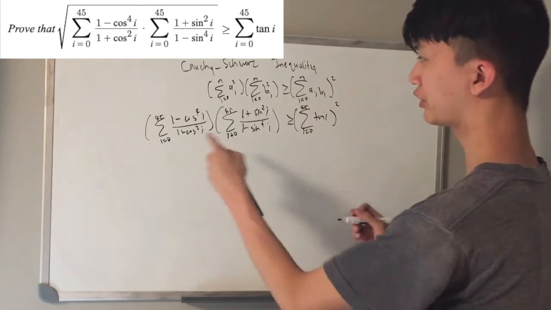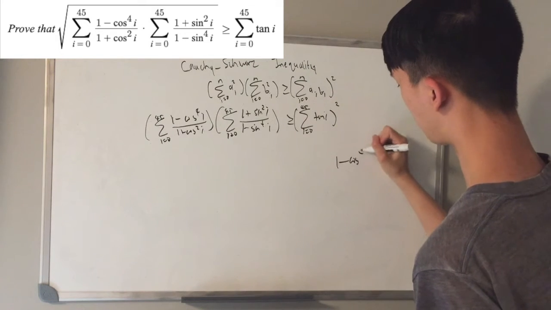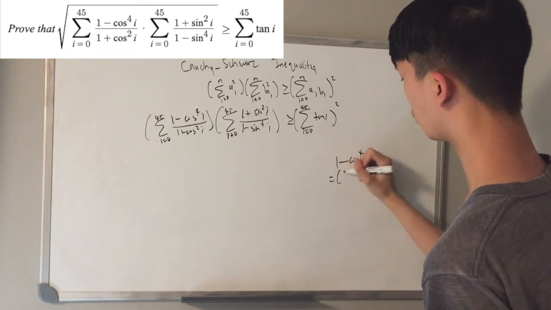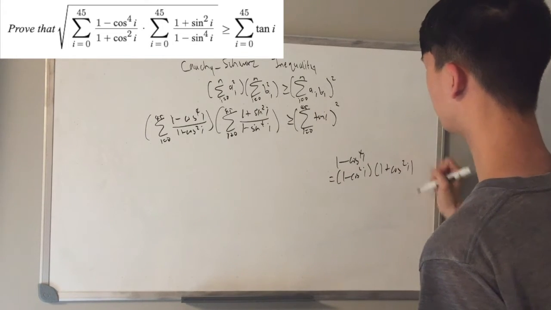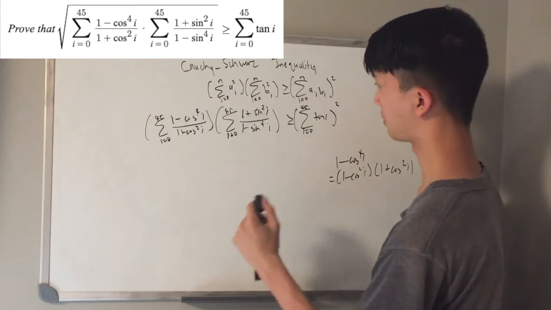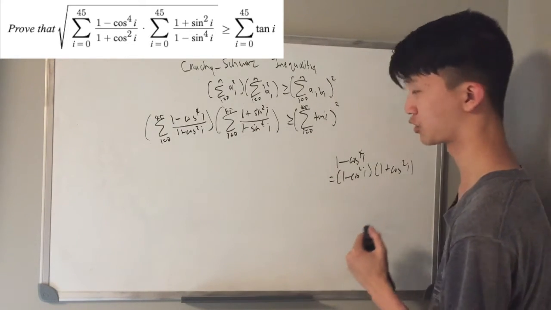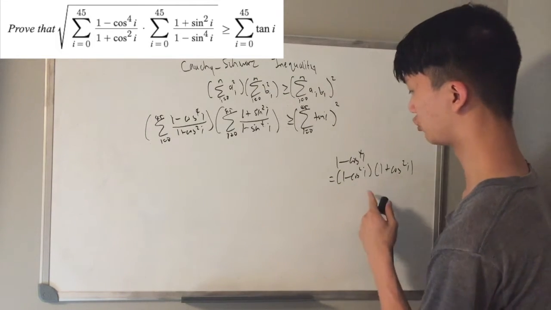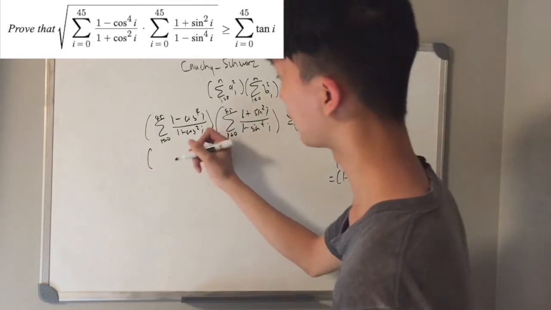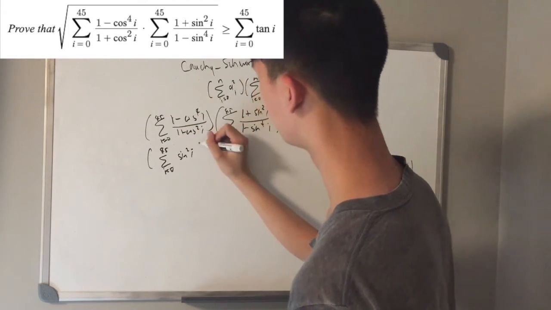First of all, we look at 1 minus the cosine to the power of 4 of i. 1 minus the cosine to the power of 4 of i is equal to 1 minus the cosine squared of i times 1 plus the cosine squared of i. So then we can divide 1 minus cosine to the power of 4 of i over 1 plus the cosine squared of i to get 1 minus the cosine squared of i. But then notice that by the Pythagorean identity, this is equal to the sine squared of i. So then we get the sum of sine squared of i.